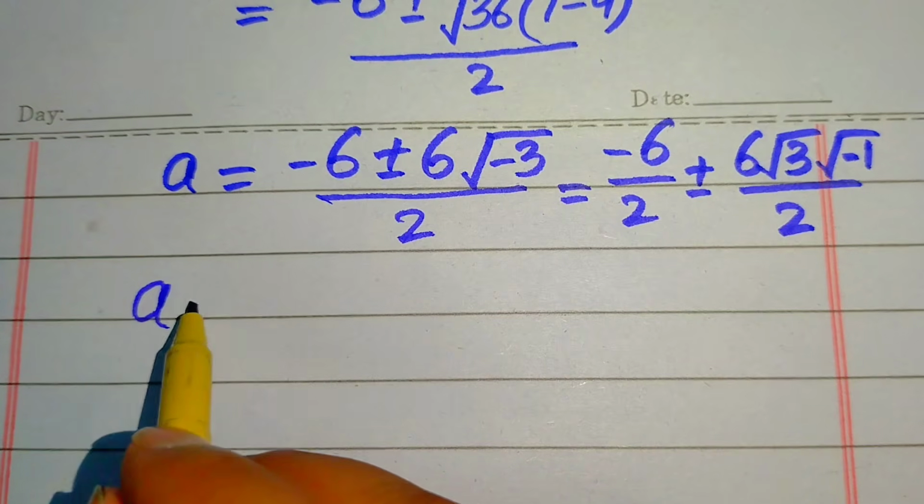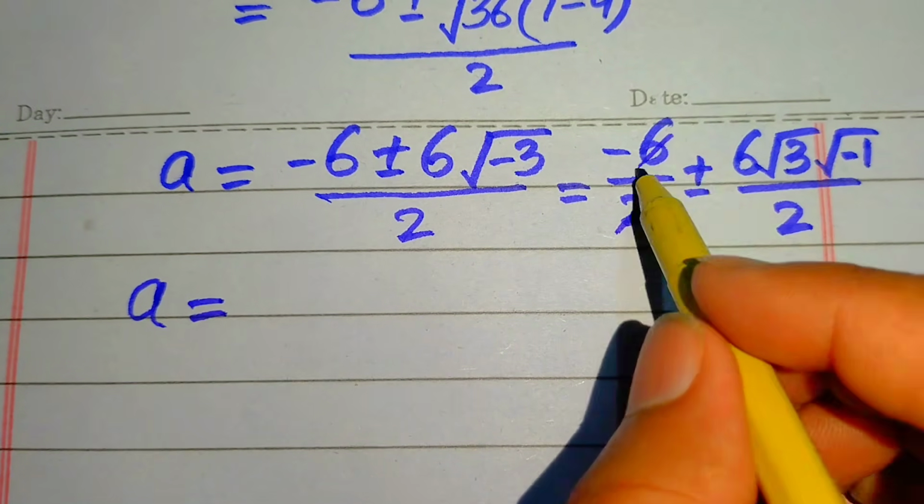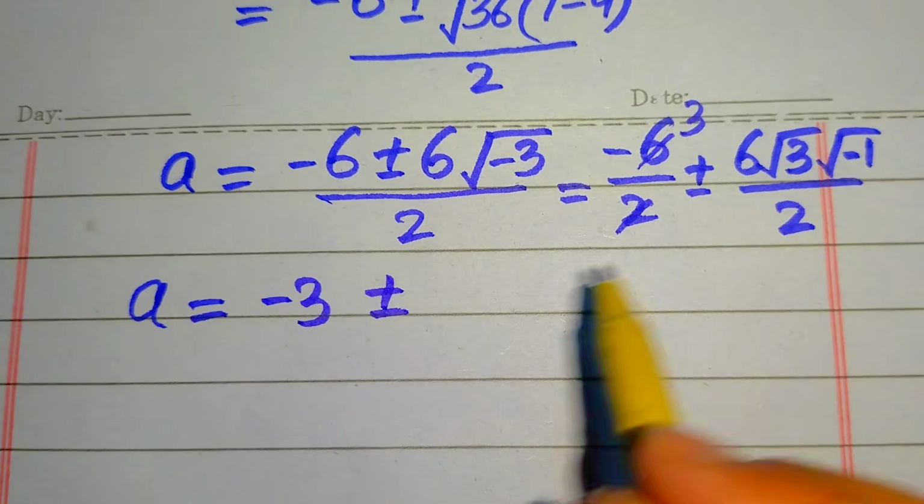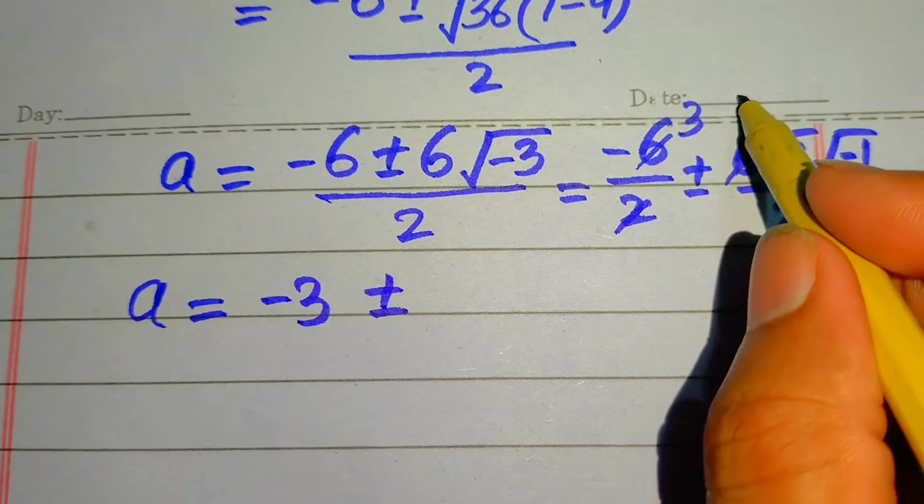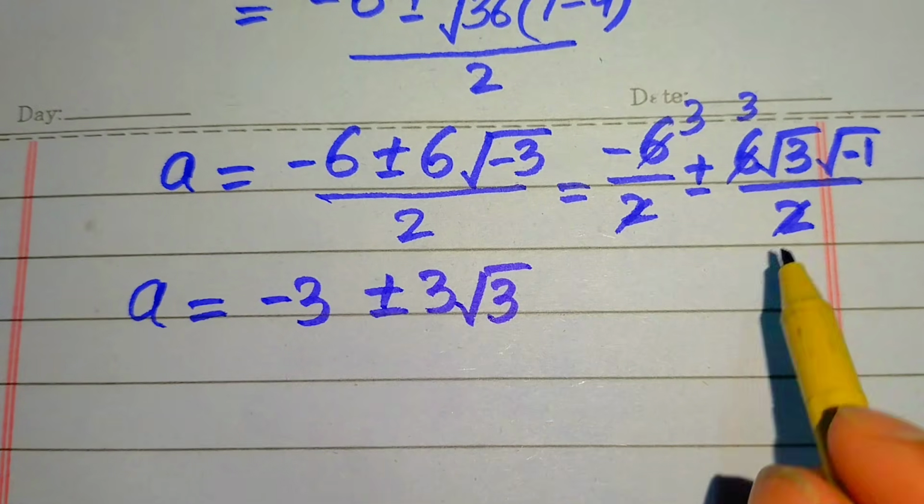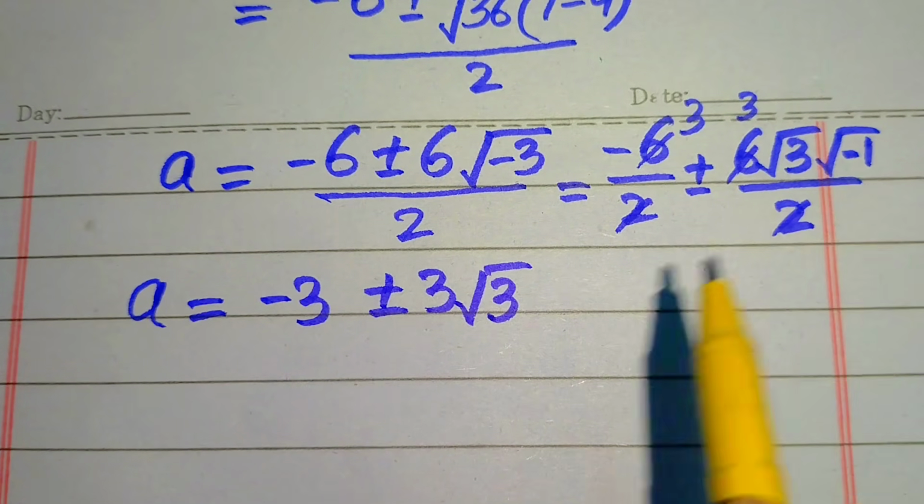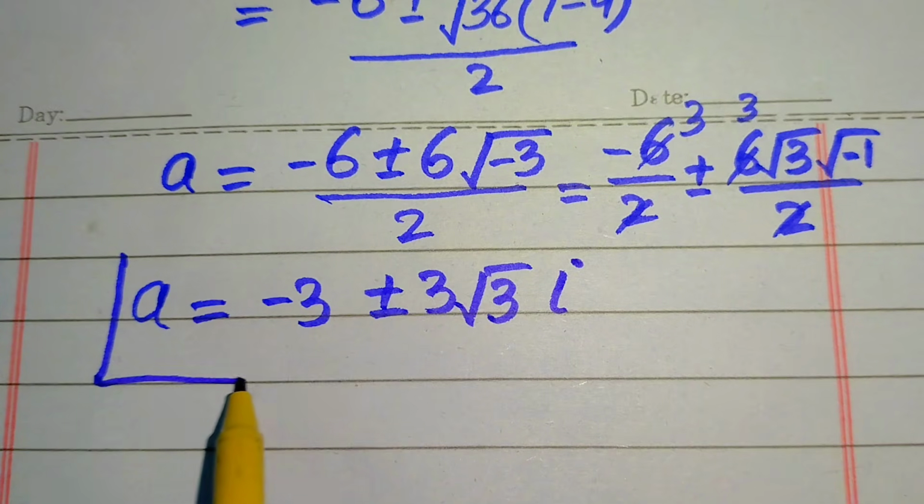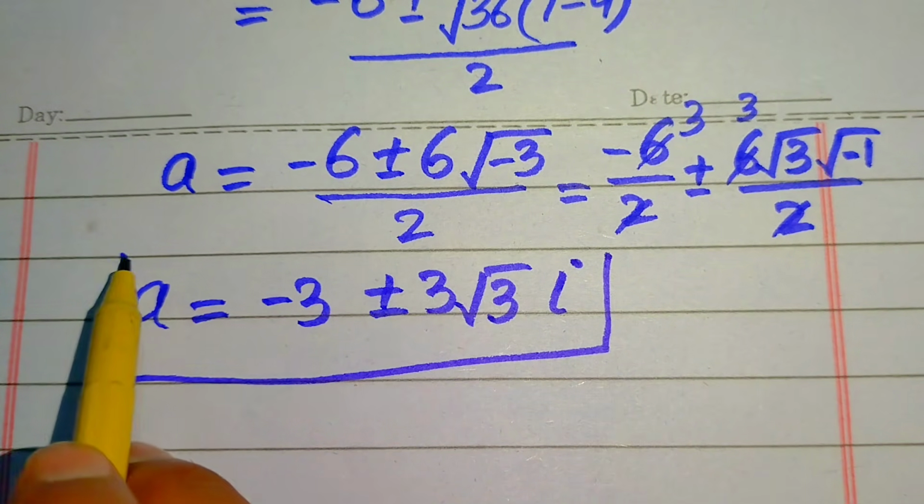And in the next step we have a equals, this is 2 times 3 becomes 6, and we get minus 3 plus minus. This is also 2 times 3 becomes 6, and we get 3 times square root of 3. And here you know that square root of minus 1 becomes iota. These are the other two complex roots of the given equation.